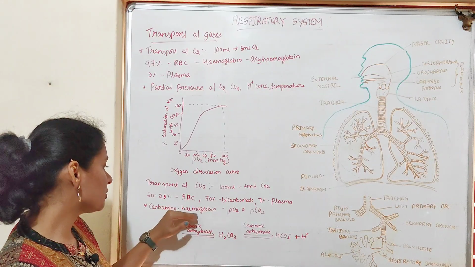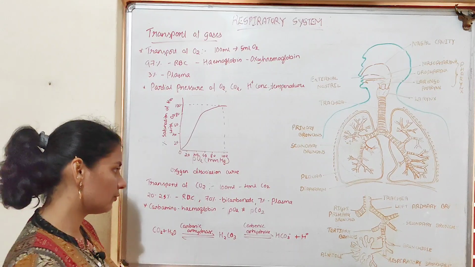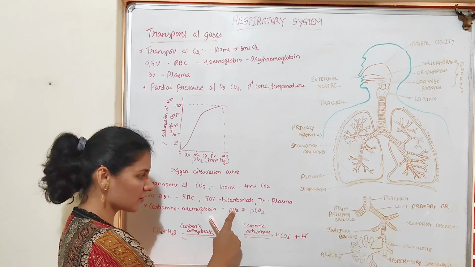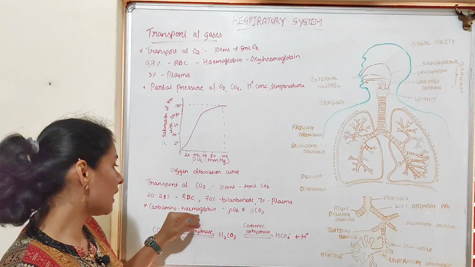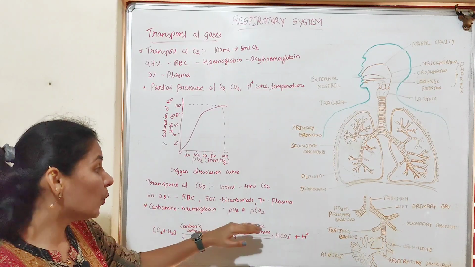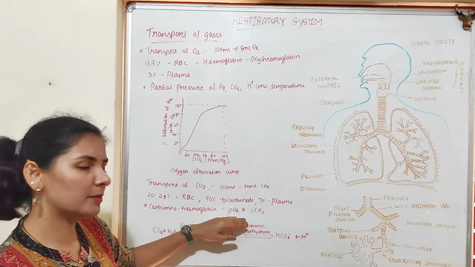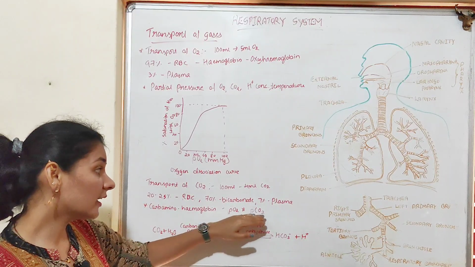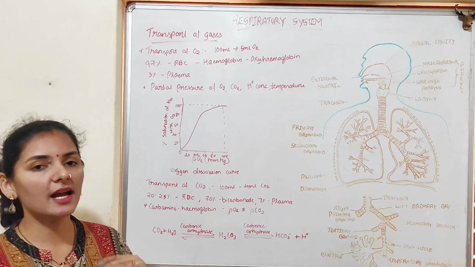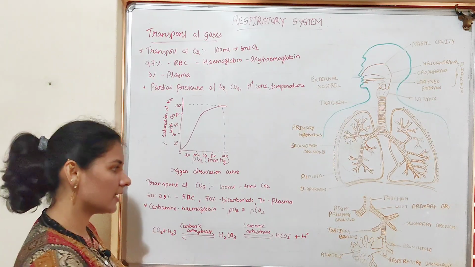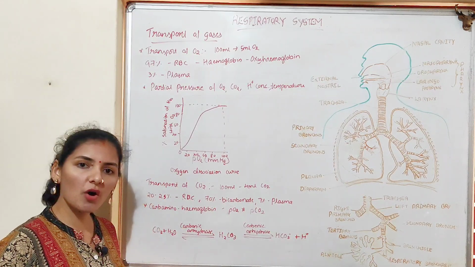This formation of carbaminohemoglobin also depends on two factors, that is partial pressure of oxygen and partial pressure of carbon dioxide. Formation of carbaminohemoglobin takes place when there is a high partial pressure of carbon dioxide and low partial pressure of oxygen, and that condition exists at the tissue level, isn't it? At the tissue level there is a high partial pressure of carbon dioxide and low partial pressure of oxygen.